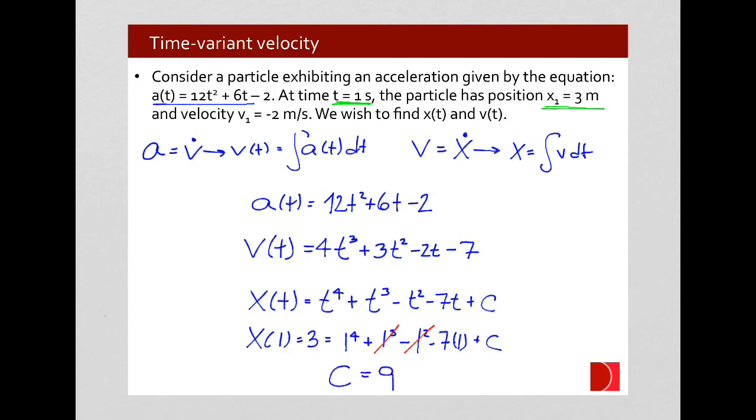Now that we found a value for c, we can replace the c in our position function and put our arbitrary constant back in. So thus we've used the acceleration as a function of time. We've used initial conditions to find the velocity as a function of time and the position as a function of time.